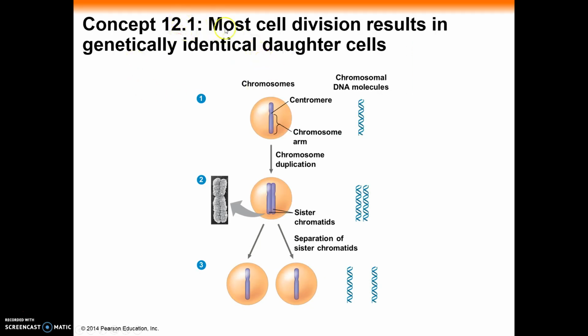So again, concept 12.1 is most cell division results in genetically identical daughter cells. So we have the mother cell starting off with a singular piece of DNA. Both daughter cells are going to look exactly the same as the original mother cell.